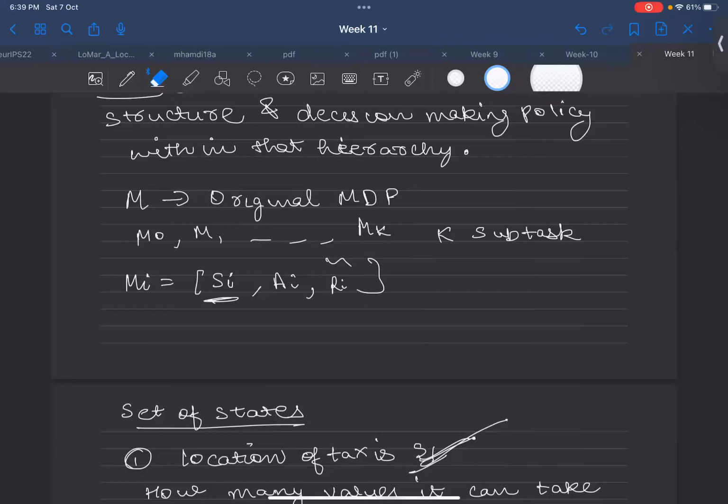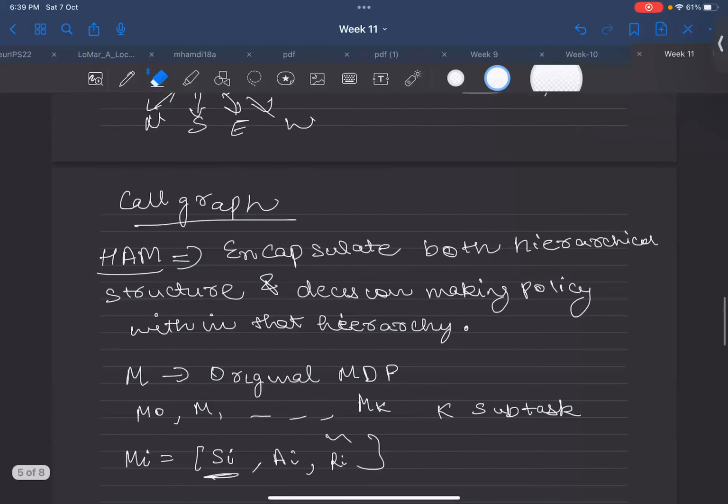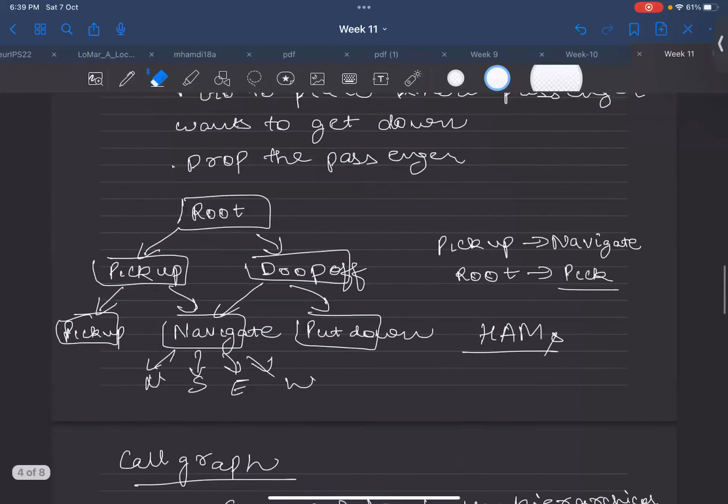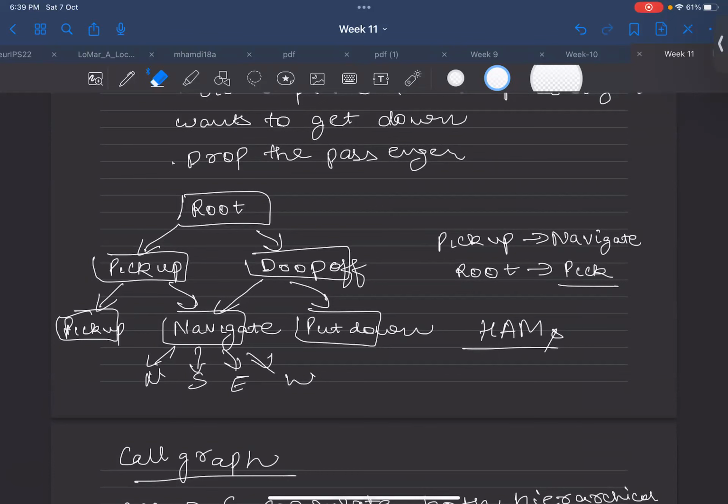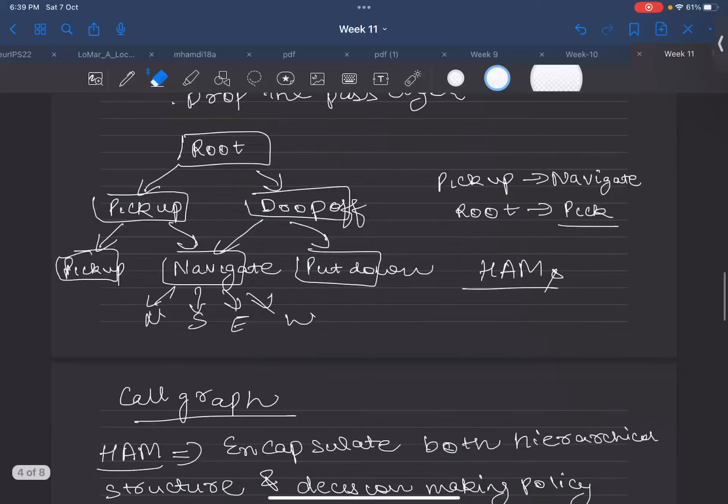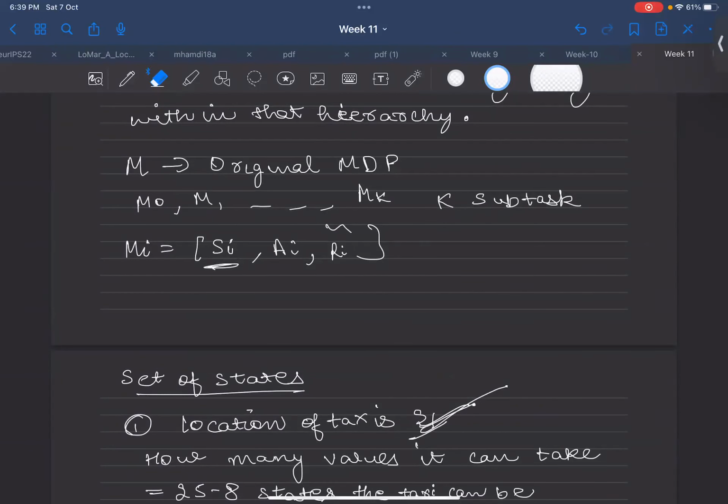First of all, I was explaining the states. Now, what are the actions? How many primitive actions are there? The primitive actions are the 4 navigating actions plus pick up a passenger and drop the passenger. So can I say 6 primitive actions are there? Yes. So the union of all these Ms and the primitive actions.